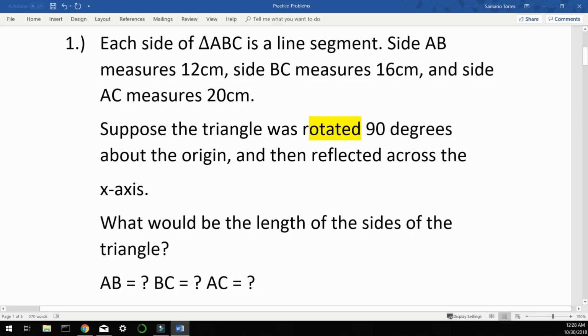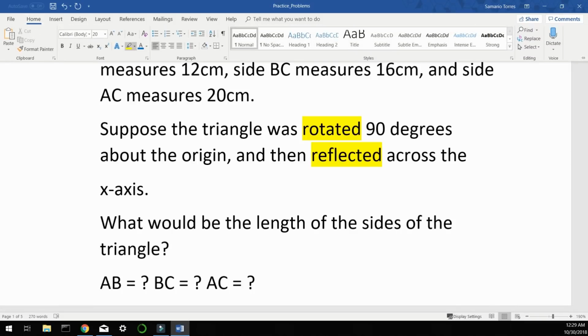So here we have rotated. That's very important. 90 degrees about the origin. And then reflected, that's another important word. Reflected across the x-axis. What would be the length of the sides of the new triangle? We know rotations and reflections don't change the length of the sides. It's just testing if you know the concept of rigid transformations. So what would be the answers to this?